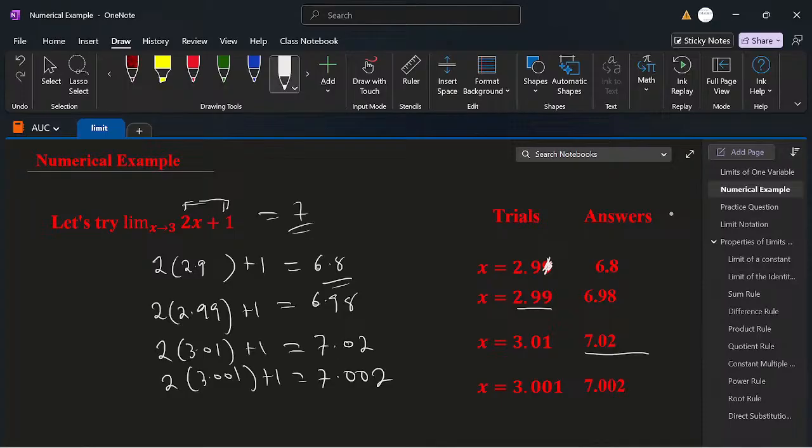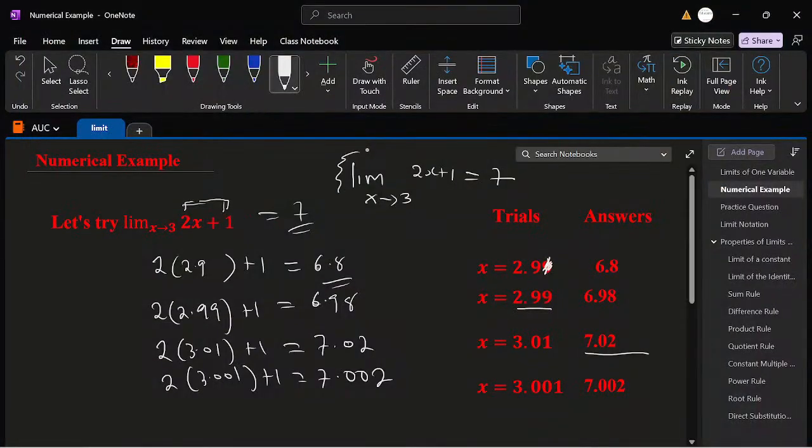So the formal notation of this is written as the limit as x tends towards 3, or approaches 3, of 2x plus 1 equals 7. This is how to illustrate it algebraically. So the limit as x approaches 3 of 2x plus 1 is equal to 7.